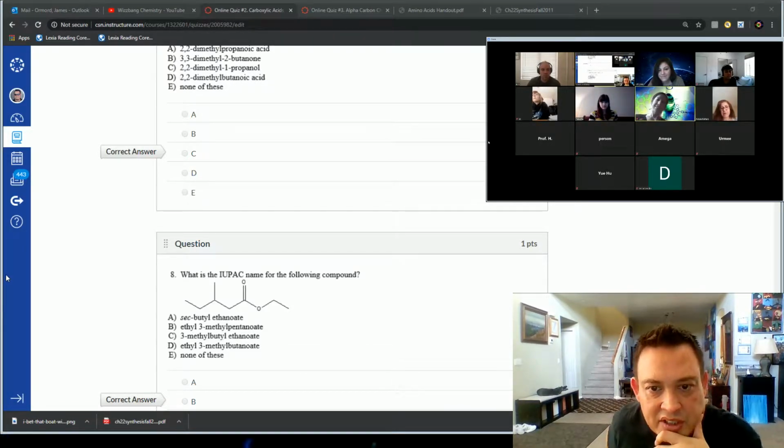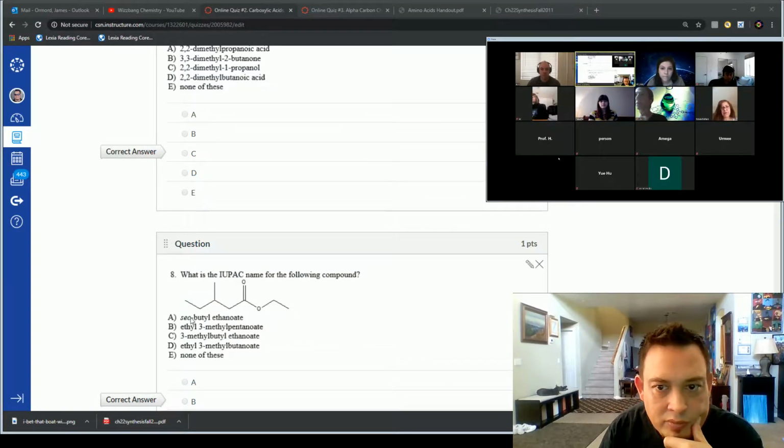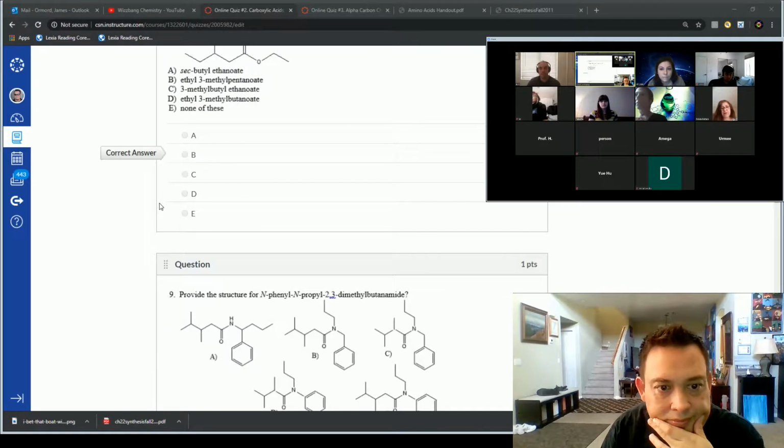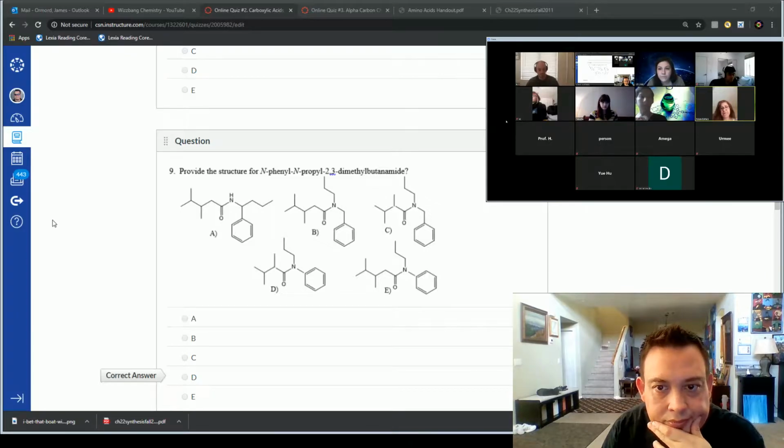All right, next question here. This is just a naming question. B. That one was easy. It was just naming. It looks like a pentanoate. The parent is this part. Wait, this part. So that's a 3-methyl pentanoate. So yeah, that's B. All right, next one. D. Yep. That was the same again, more naming.